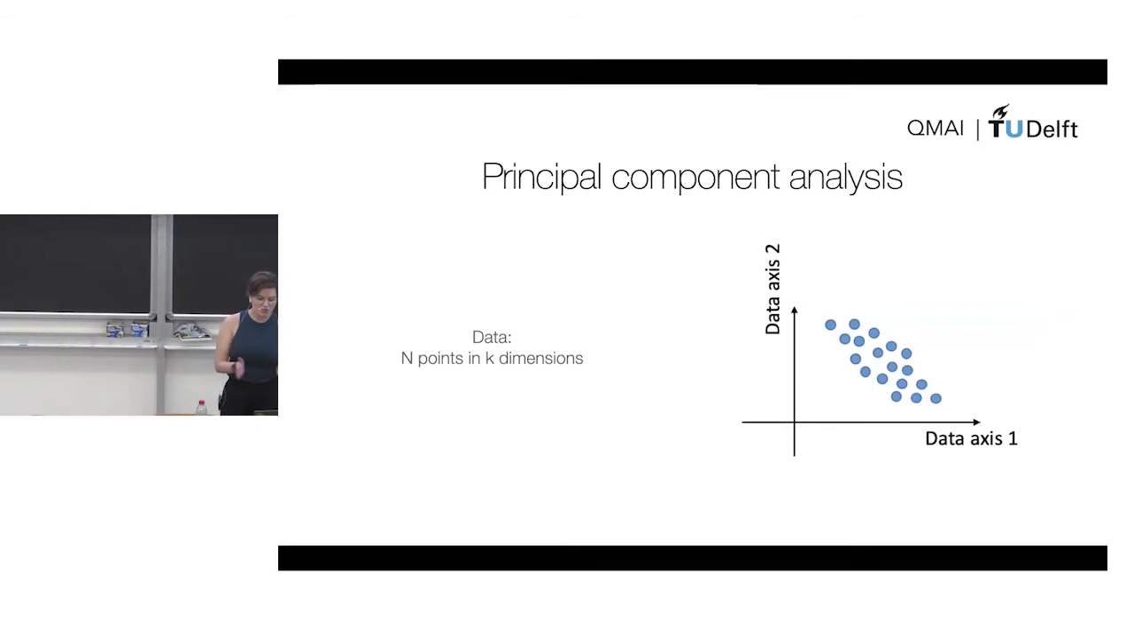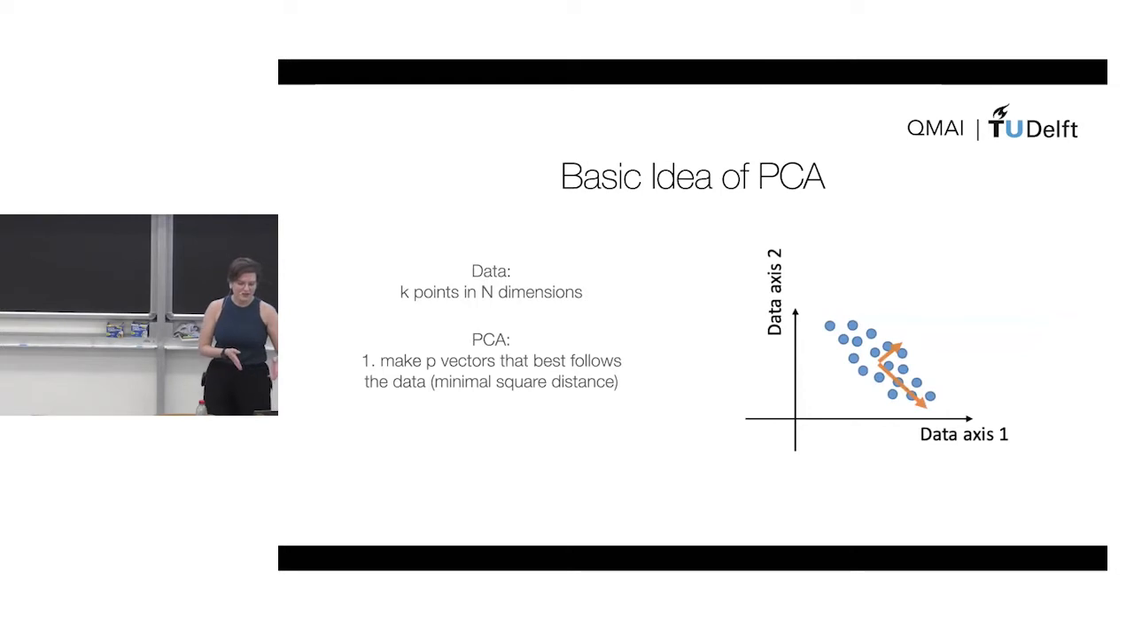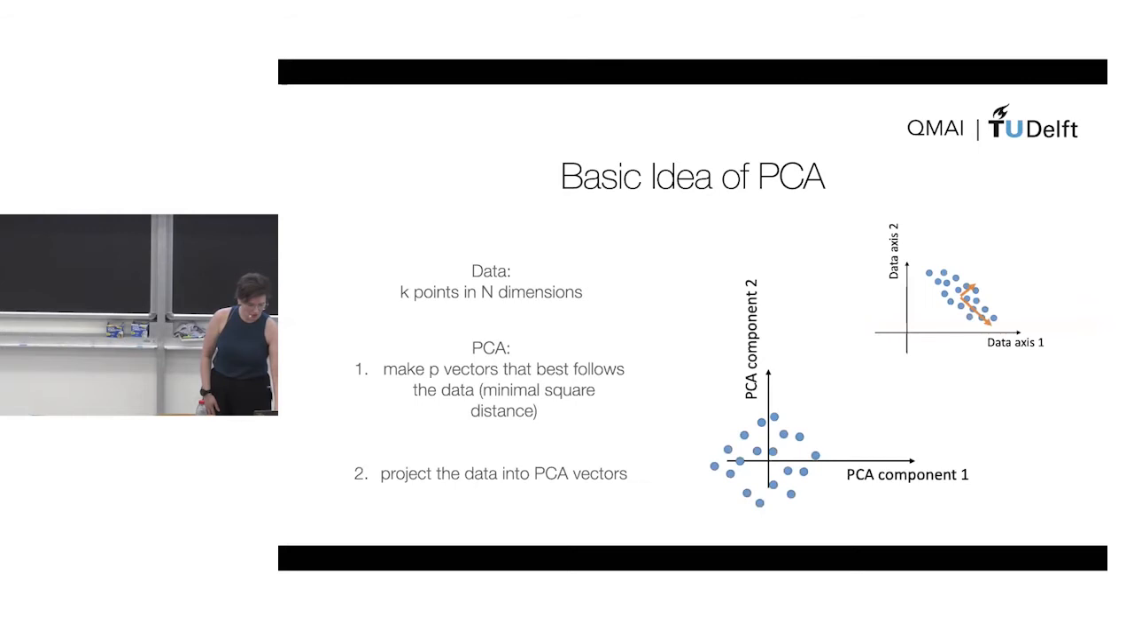You can actually use just the simplest linear clustering technique, which is called principal component analysis. Again, give me hands up who knows. We have, yeah, actually almost everyone. Okay, so I go very quickly. What the principal component analysis does is that if you have n data points in k dimensions, so here k is equal to 2, you find the vectors that follow the data the most in terms of minimal square distance. So here this would be these 2 orange arrows.